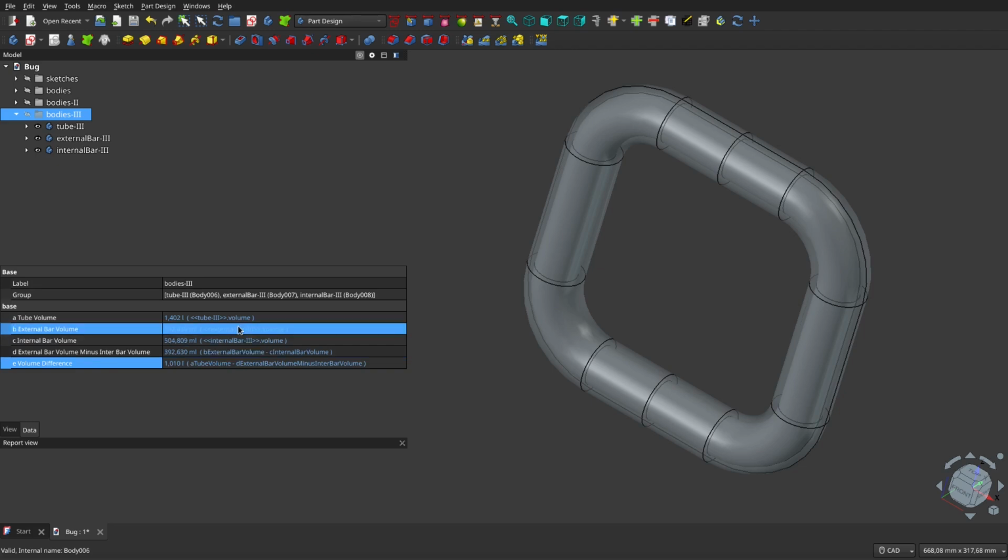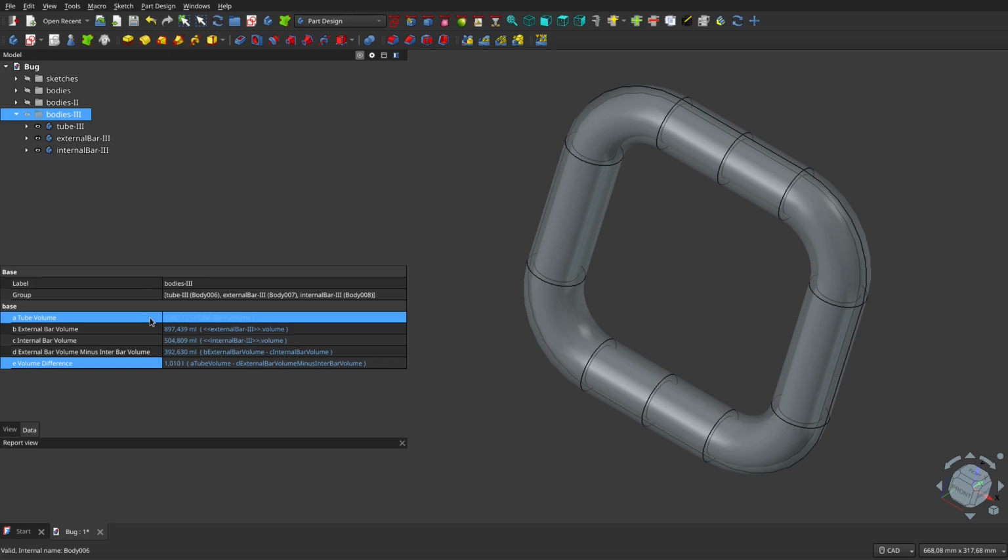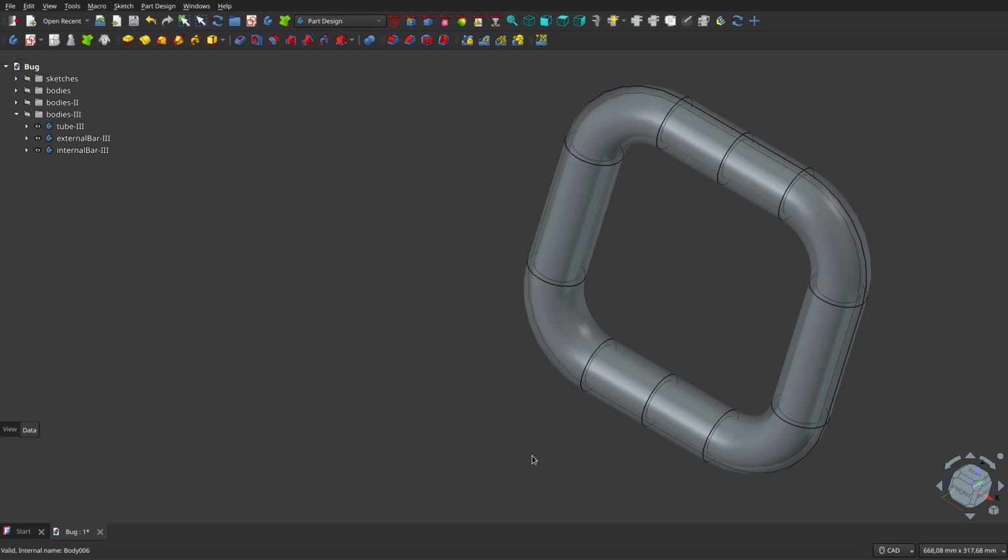Examining this more closely, we can see what's happening. Look here. We have this 1400 something, and we observe that the outer bar has a volume of 897 as expected, and the inner bar has this value here. But instead of subtracting the inner bar's volume from the outer bar's volume to get this tube volume here, the software seems to be adding them together, which results in this final volume. And that's why this discrepancy occurs. It seems clear beyond doubt that this is a bug.